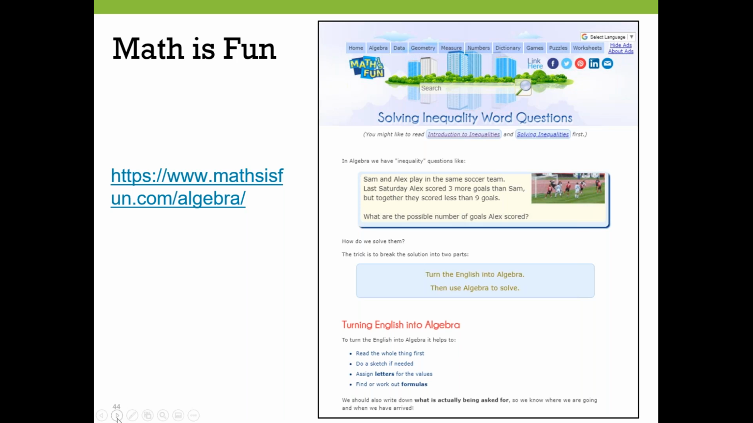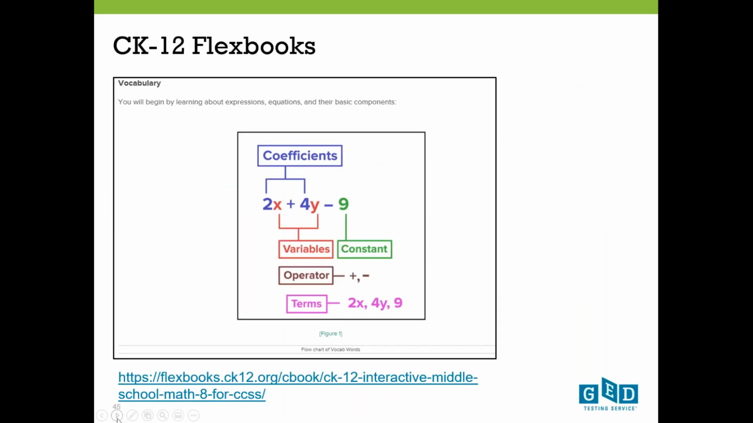Michael pointed out it was a surprising big deal for students in how they're working with inequalities. Another thing you may want to do is take a look at Flexbooks from CK-12. They have a number of different things. Do our students have the vocabulary that they need in order to work with the different things?